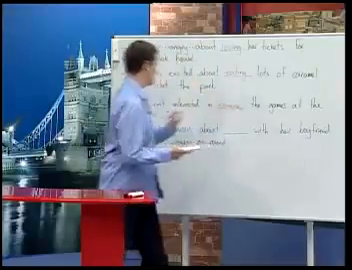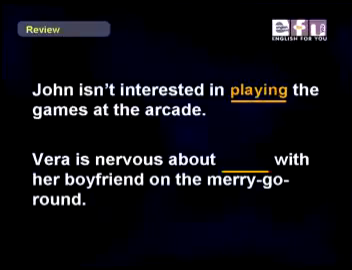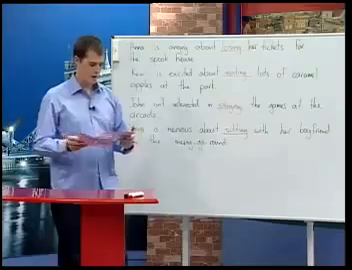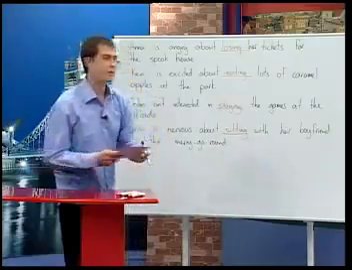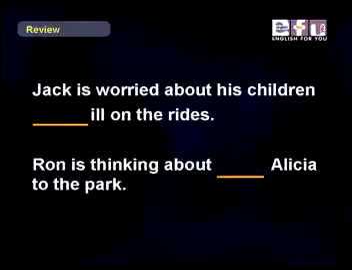And Vera is nervous about sitting with her boyfriend. John isn't interested in playing the games at the arcade, and Vera is nervous about sitting with her boyfriend on the merry-go-round. Okay, Rosa, you're last, and I'll just get some space for you. Okay, here we go, Rosa. Jack is worried about his children, something ill on the ride.